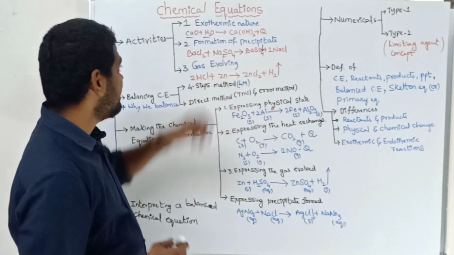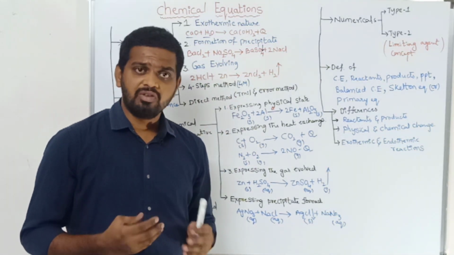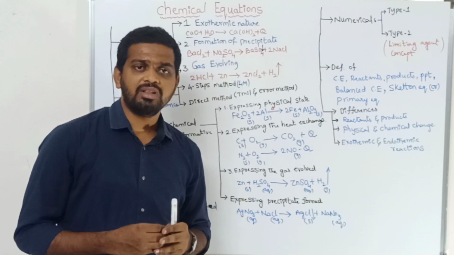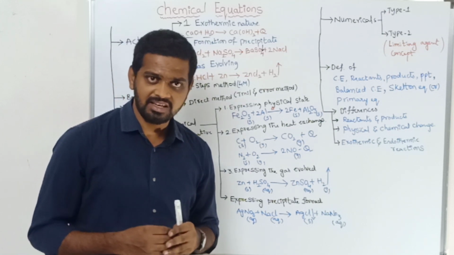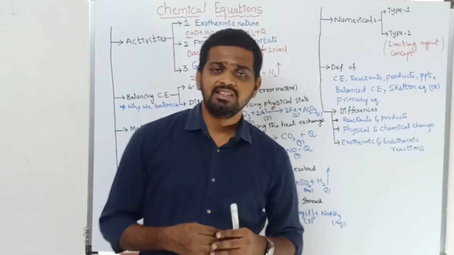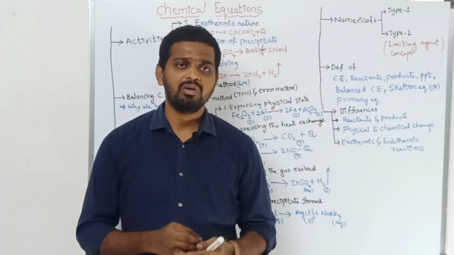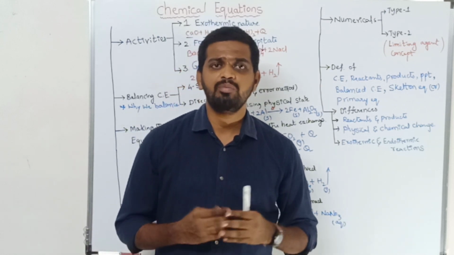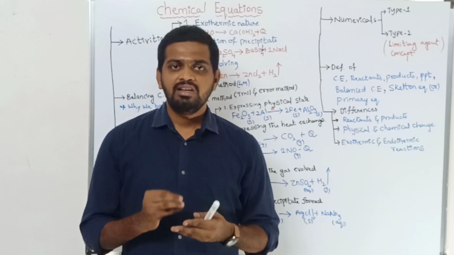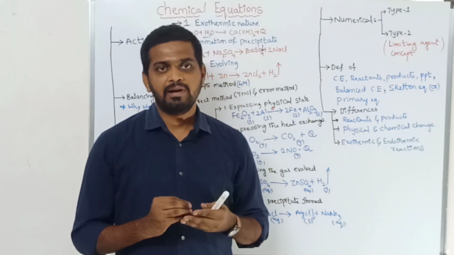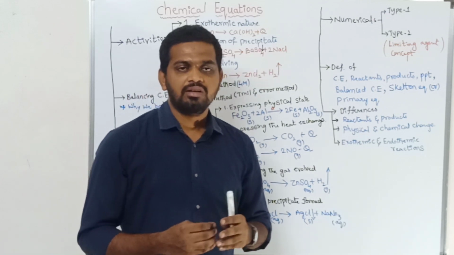Now in the second activity, we are going to observe that during the chemical reaction, a precipitate may be formed. Is it clear? So what is a precipitate? It is the insoluble solid substance which is left behind after the chemical reaction; that is called a precipitate.